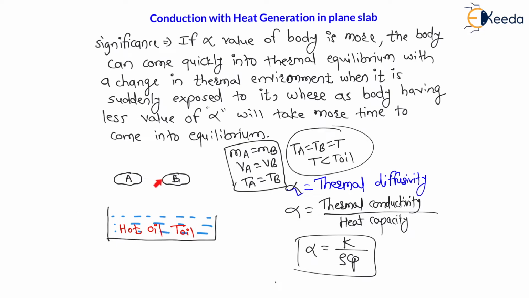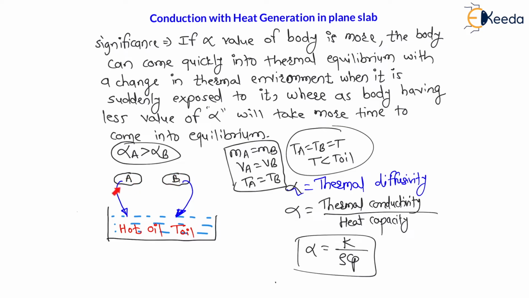Oil is at higher temperature and both bodies are at lower temperature, but the temperature of both bodies is the same. And if alpha of body A is more than alpha of body B, that is, thermal diffusivity of body A is more than thermal diffusivity of body B, then if both bodies are dropped into this oil, right? Now, because of the temperature change, both bodies will try to come into equilibrium with this oil. Therefore, as thermal diffusivity of body A is more than that of body B, body A will come into equilibrium with the oil as quickly as possible as compared to body B.